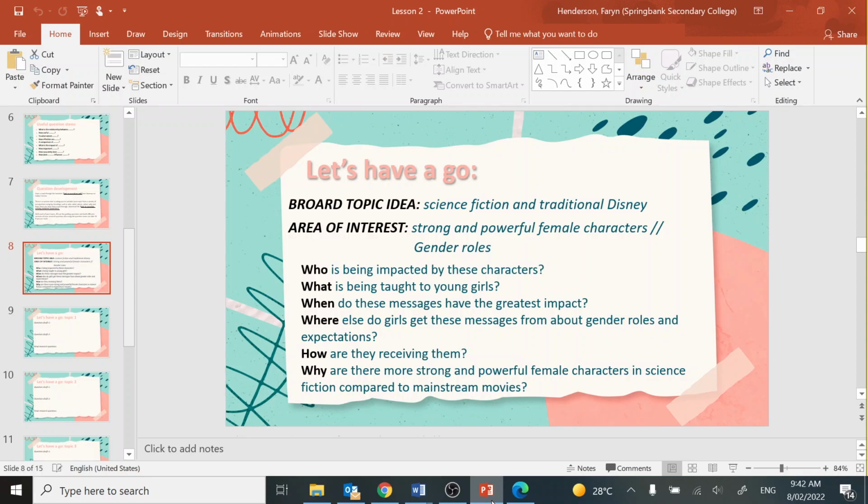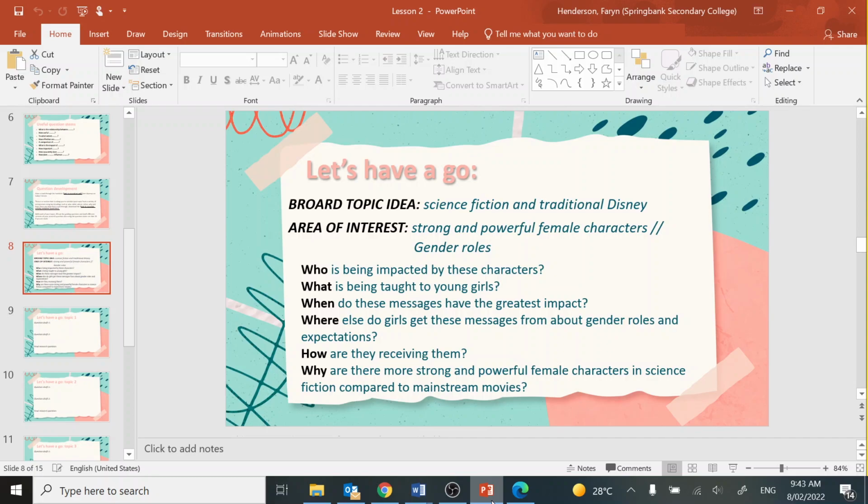So broad topic idea, as I said, like maybe science fiction and traditional Disney. An area of interest for me would be strong and powerful female characters. Especially if we talk about things like Aliens with Ripley. You're looking at Princess Leia in terms of Star Wars. You're looking at Catherine Janeway from Star Trek. So these are all really powerful, strong female roles.